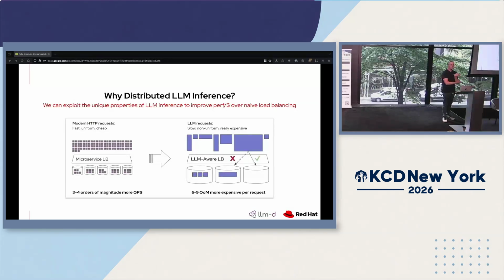So at this point, it should be clear, why do we need this? LLM requests are totally different than standard HTTP requests that we've been scaling for decades. Standard web traffic microservices, they're fast, they're uniform, they're cheap.